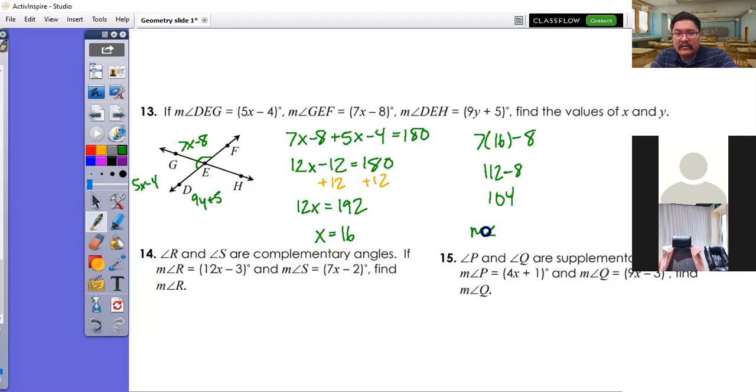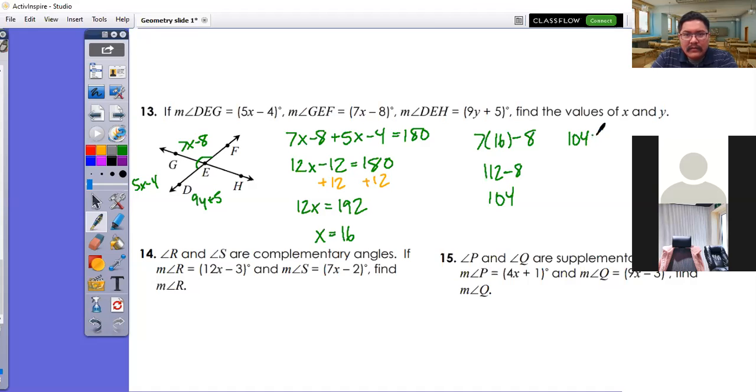Oh, wait. Actually, you know what? I guess I was wrong. I guess that's not the easiest way to do it, because I know what the segment angle is, but I actually don't know what y is. Oops, my bad.